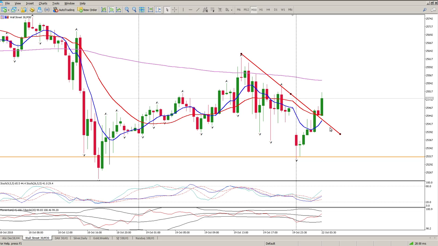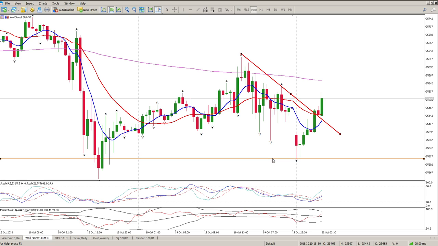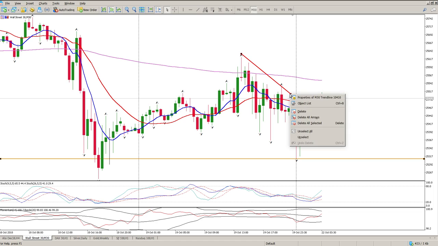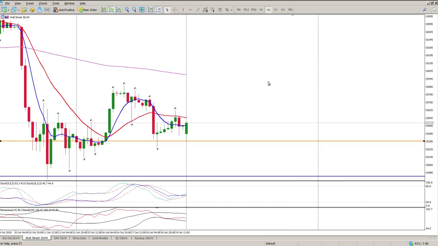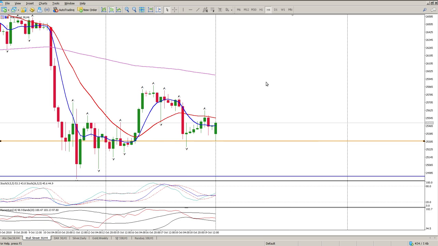I want a pullback. And so long as the pullback does not break below 25,300, I'm going to take a stab at a long with my stop at 25,300. I'm looking for a pullback before I get in. Okay, so that's kind of what we're looking for. And obviously we're going to be trading this on the 4-hour.